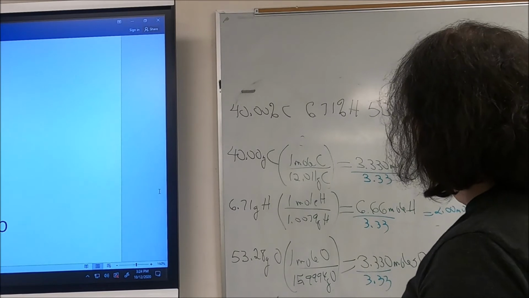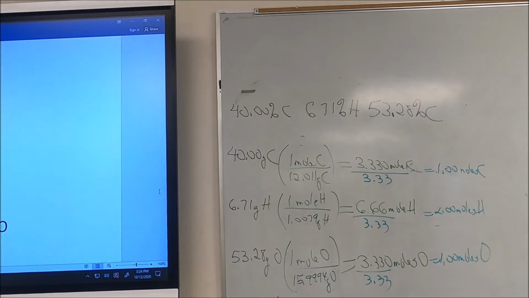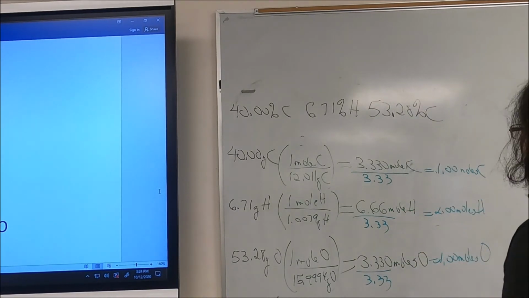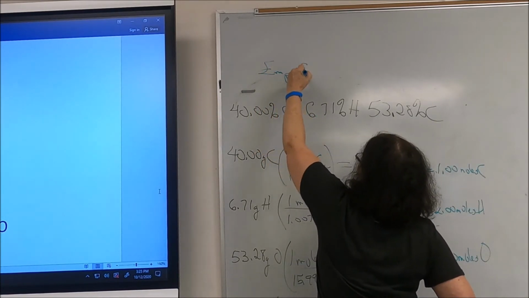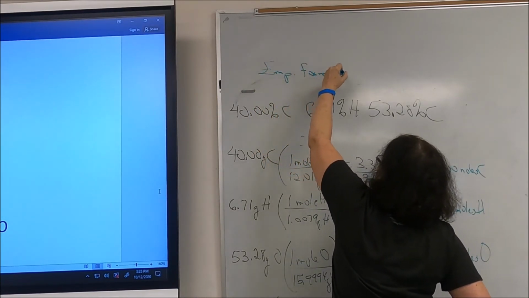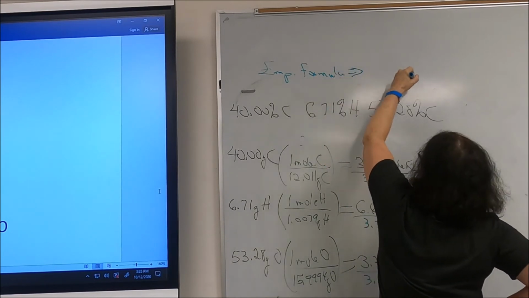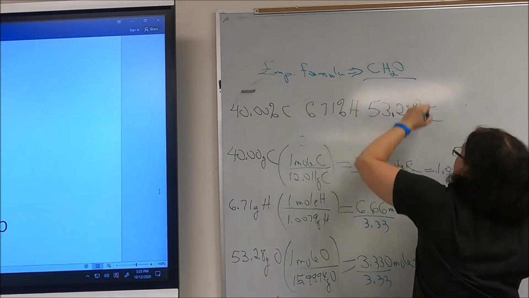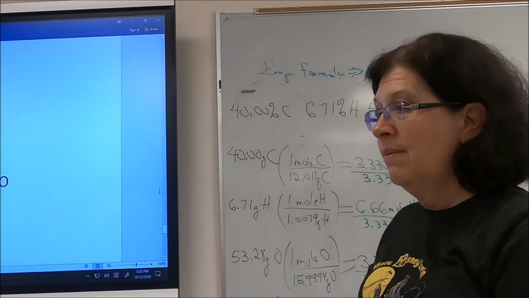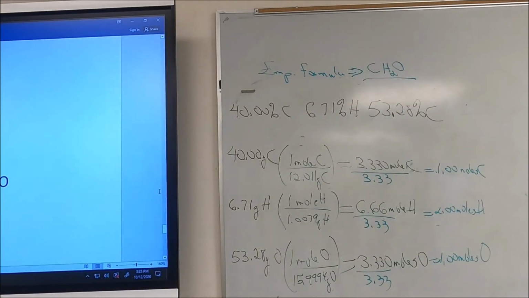Now, all of those are nice. They're within 0.1 of a whole number. So our empirical formula is CH2O.